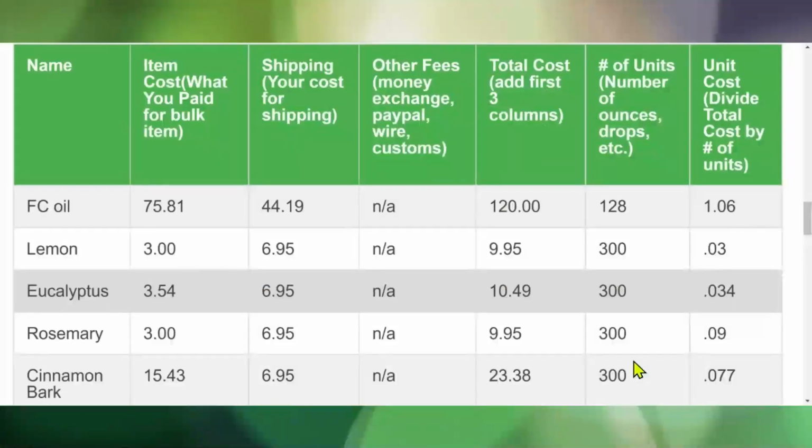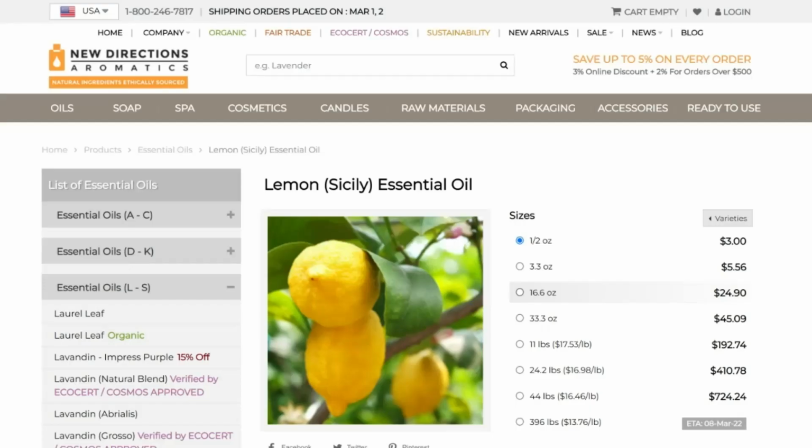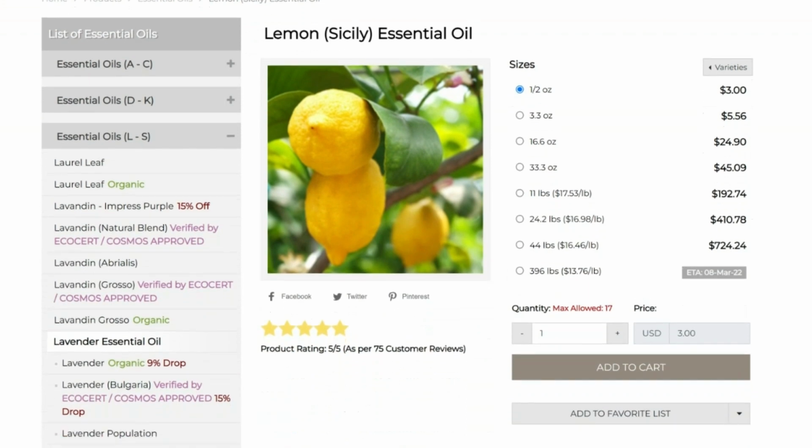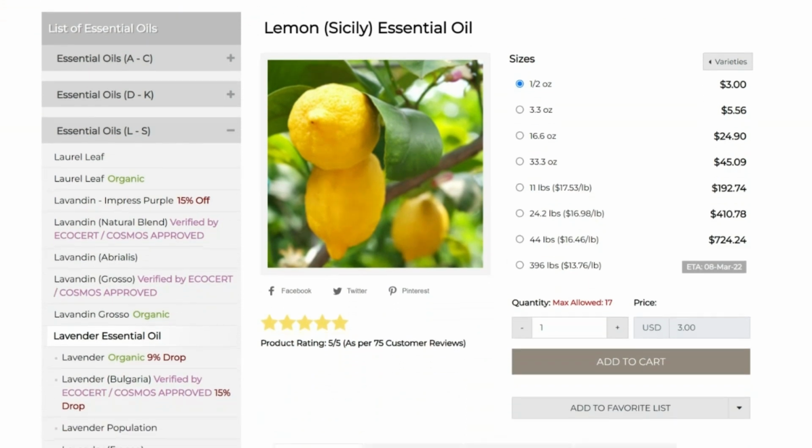Okay, so let's go ahead and look at this. So my lemon, by the way, I'm getting all these prices from New Directions Aromatics website. They sell in bulk, so you can buy a very, very small amount or you can buy a huge amount. I try to buy the largest amount I can, but in this case, I decided to just go with the smallest quantity just so that it would be maybe more relatable to you guys who might not want to buy that much and you just want to get a small amount to get started.